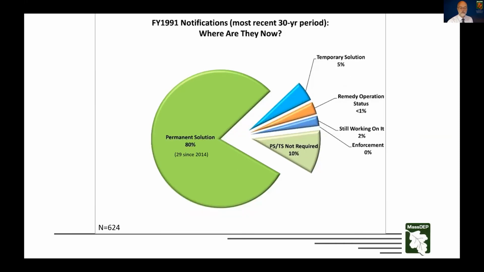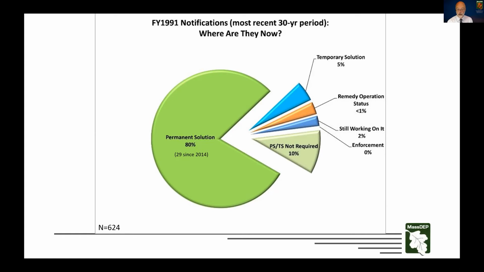First time we've looked at this going back even further in time, back to sites that came in 1991. How are they doing? And far fewer sites, 624 before we had reportable concentrations. So these are some of the more old dog sites. And what I find surprising is still 80% have a permanent solution.